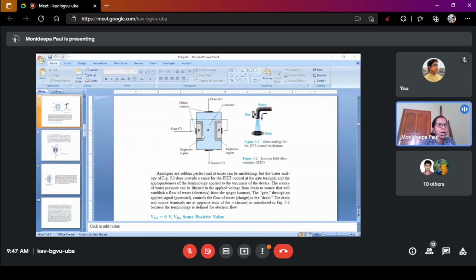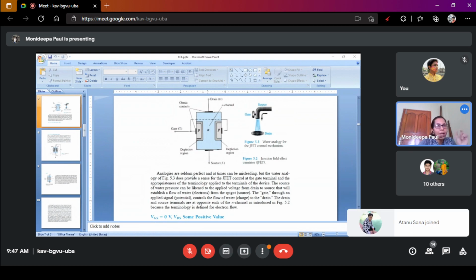If you apply the bias, or connect the voltage source between the base emitter junction, between the gate source junction, between the source drain junction, the width of the depletion region will be varying.